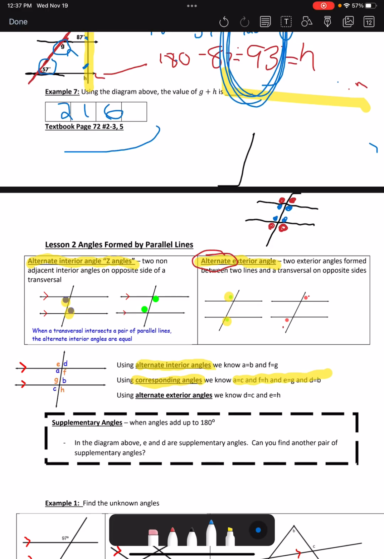The alternate exterior angles would be like E and H, they're going to be equal. And then D and C. So those would be my alternate exterior angles.